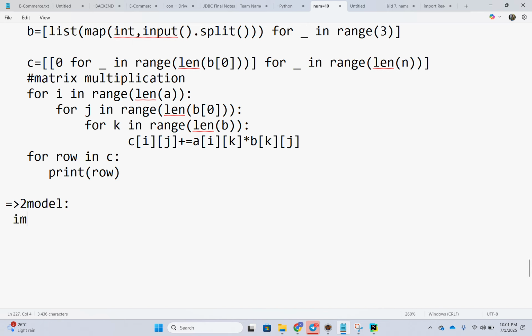Just write import numpy as np, or anything, followed by a is equal to np dot array, 1 comma 2, just writing a small basic one, then followed by 3 comma 4. This is a 2 by 2 matrix. Then similarly for b.